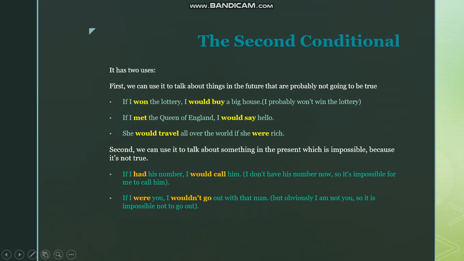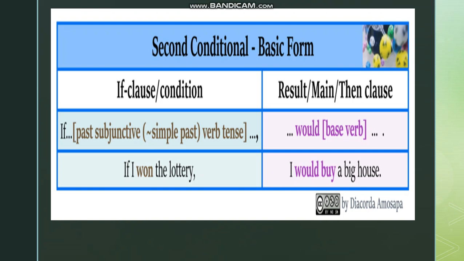If I won the lottery, I would buy a big house. If I won the lottery, shall I win the lottery? Do I play the lottery at all? So it's improbable to happen, definitely. Okay, and the second one, we can use it to talk about something in the present which is impossible because definitely it's not true. So if I had his number, I would call him. But obviously I don't have his number, and that's the reason I can't phone him.